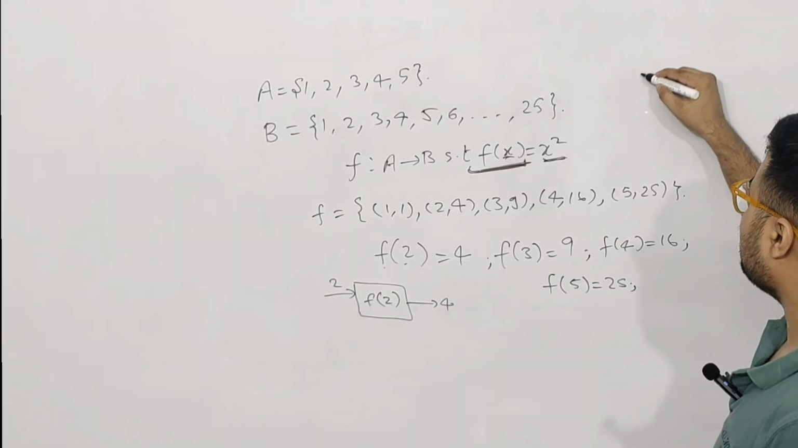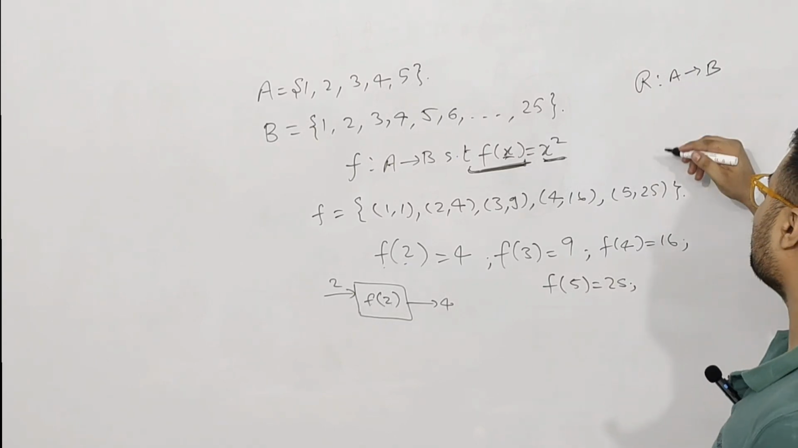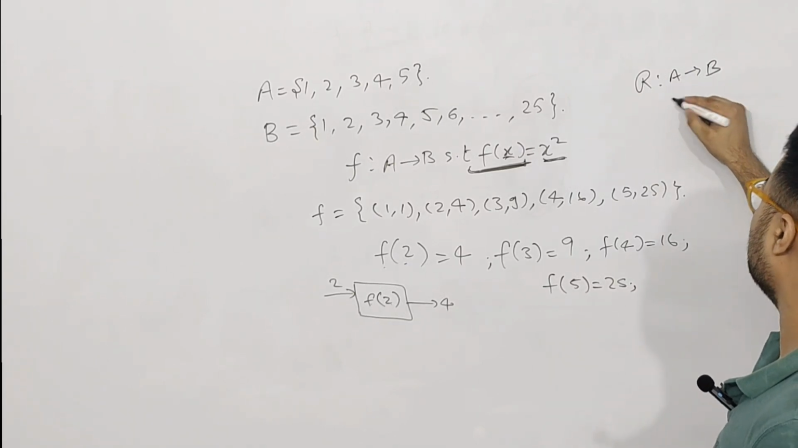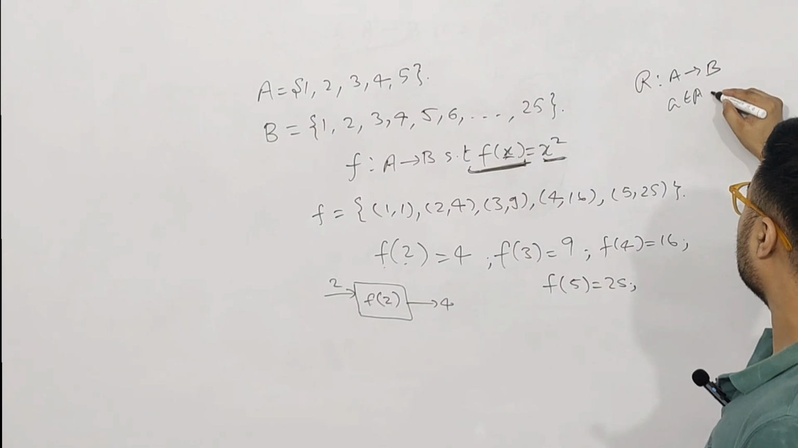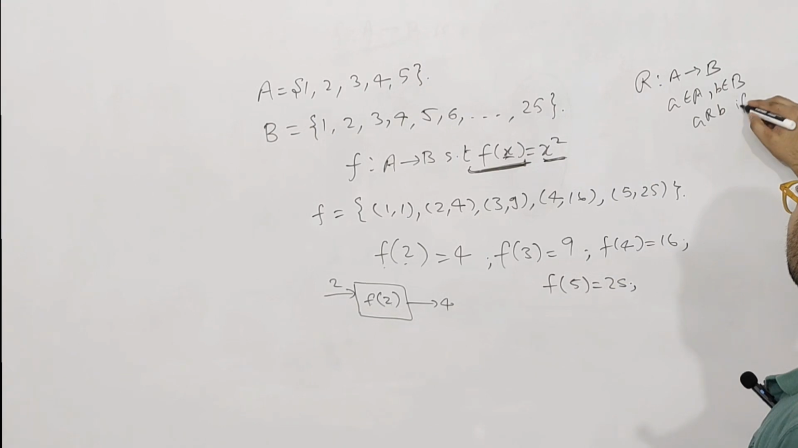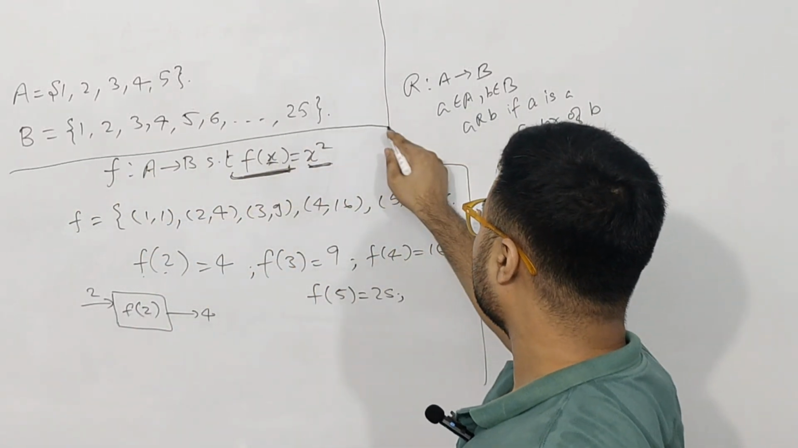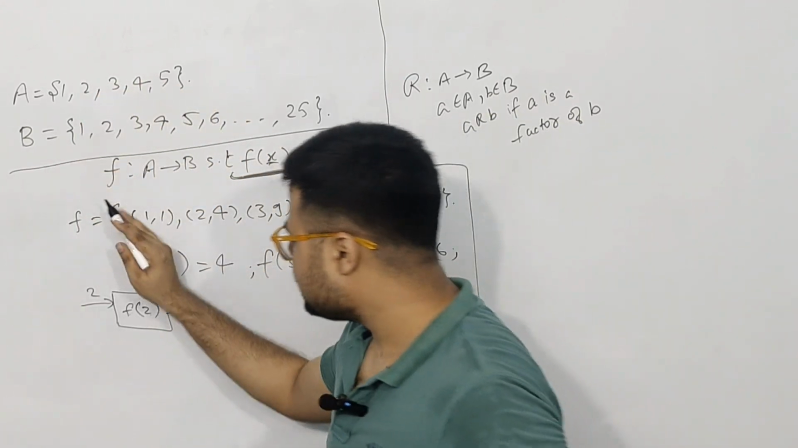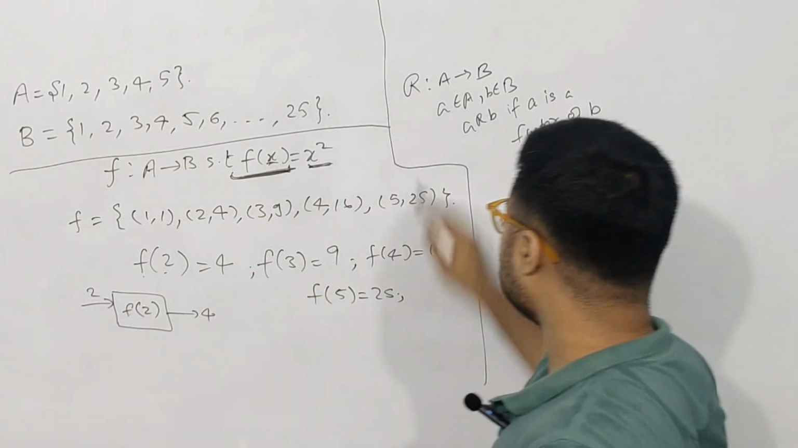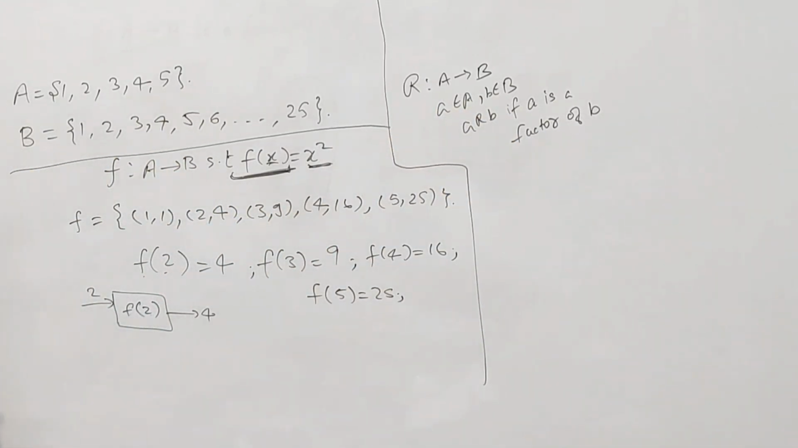Let me say there is another relation on A to B only. How the elements of A and B will be related is: a belonging to A and b belonging to B, a is related to b if a is a factor of b. So this is your set A and B. This is a function that is defined on A to B, and this is one relation that is defined on A to B.